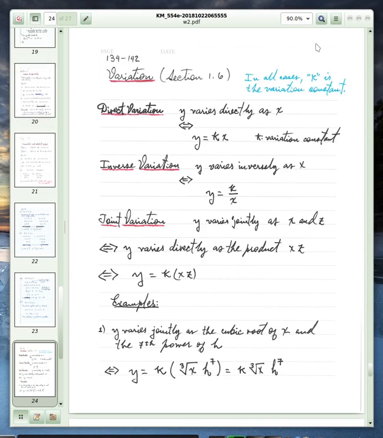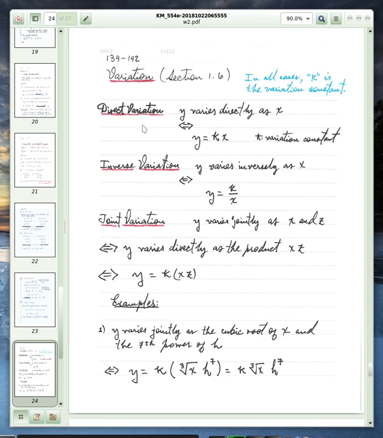Here is the last topic for these notes, the topic of variation, which can be found on pages 134 through 142 of the book. Now, in all these definitions, the constant k is what we call the variation constant.